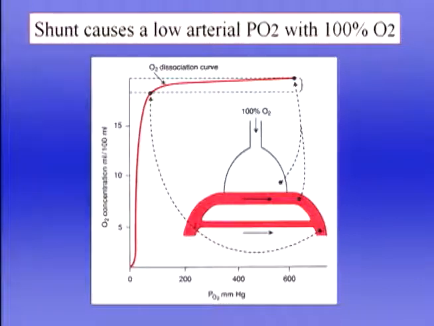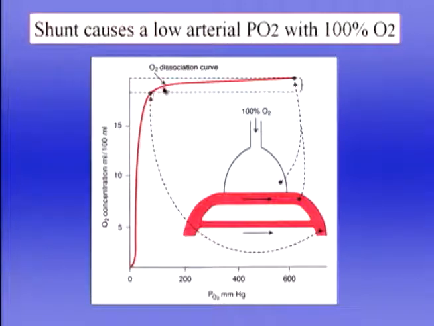Here we have a diagram showing a shunt across here. It's the normal blood flow coming through here, and of course when the shunted blood is mixed with the normal blood, you get a decrease in oxygen concentration of the blood. Now here's a graph showing the oxygen concentration plotted against the PO2, and notice we're taking the PO2 up to very high values because we're interested in 100% oxygen here.